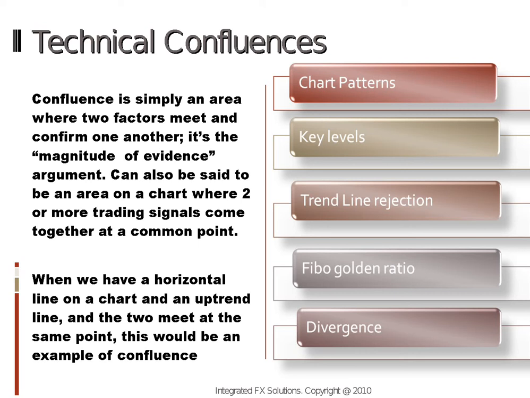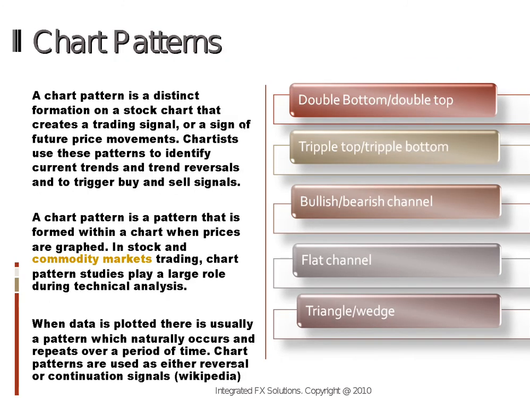We have several things that we look at when we're talking about confluences. We have chart patterns, key levels, Fibonacci ratios, divergence. And in the chart patterns, for example, we have double tops, double bottoms, triple tops, triple bottoms. We have channels, bullish channel, a bearish channel. We have flat or sideways channels. We have other things such as triangles, wedges, pennants, etc. There's a whole host of commonly used patterns in amongst technical analysis.